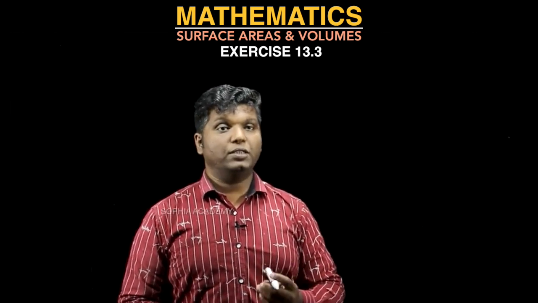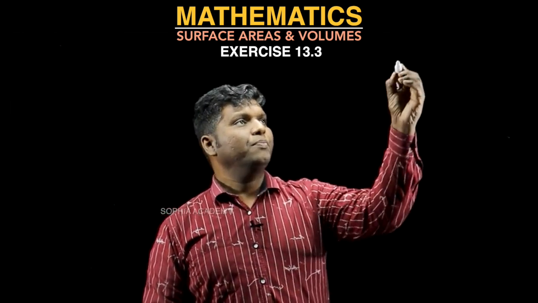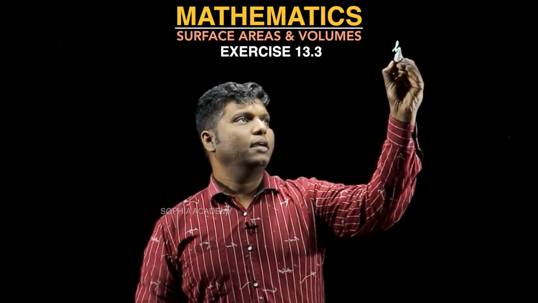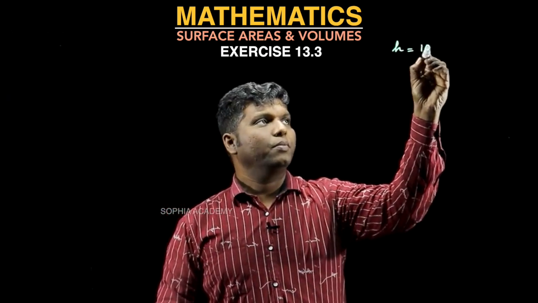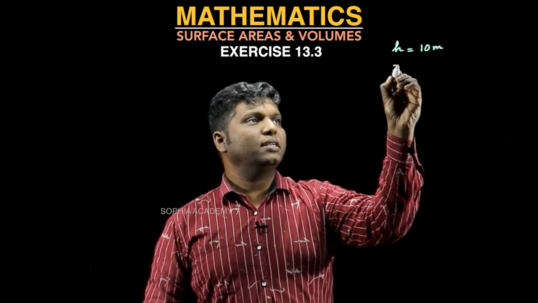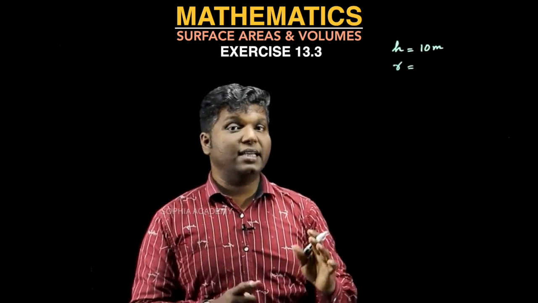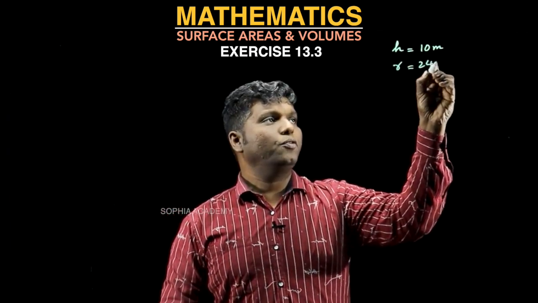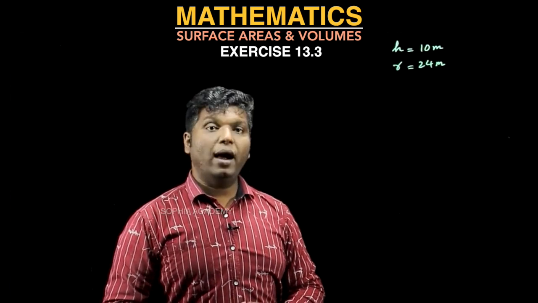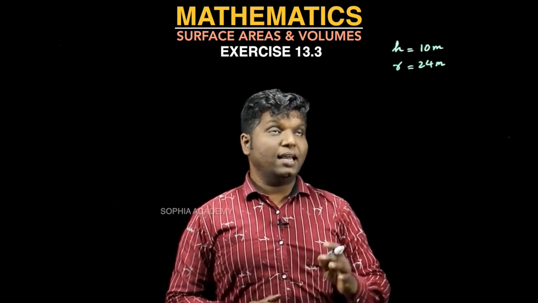So what things are given, one by one we have to write it down. First of all, what is given? The height is given. Height of the conical tent H is equal to, what is the height of the conical tent H? It is 10 meter. Then base radius R is equal to 24 meter. Now you have to find the slant height L.